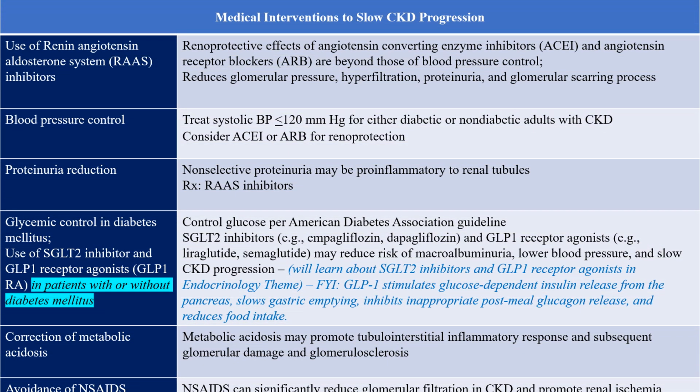In summary, medical interventions to slow CKD progression include the use of RAS inhibitors, blood pressure control, proteinuria reduction, blood glucose control in patients with diabetes mellitus, correction of metabolic acidosis, and avoidance of NSAIDs use.